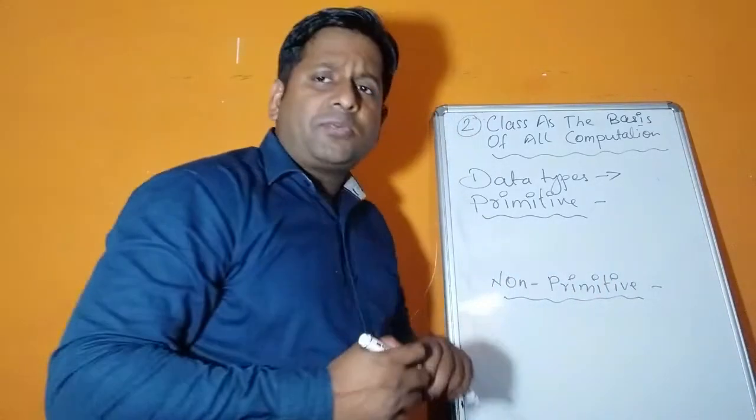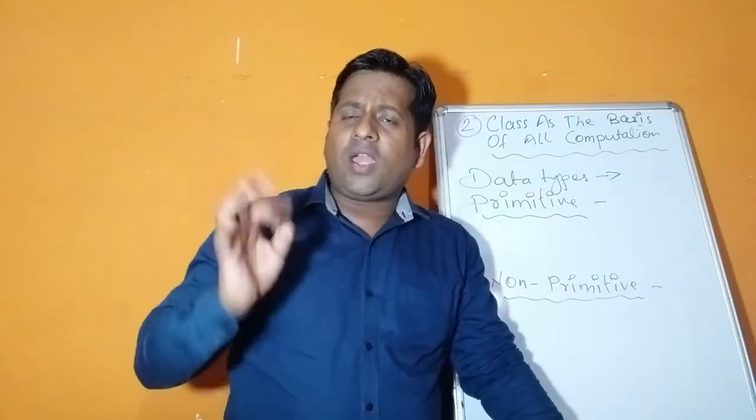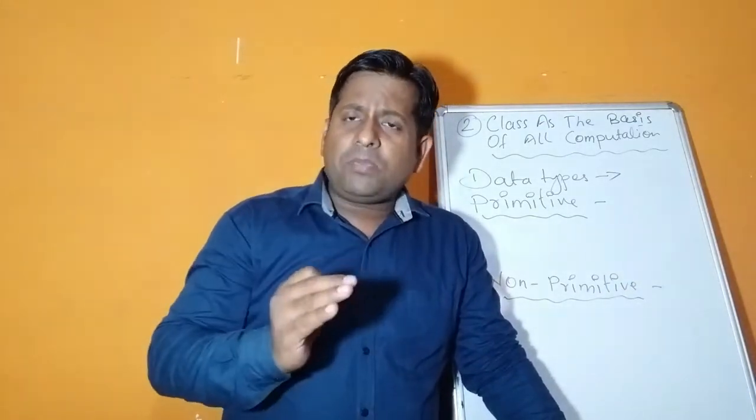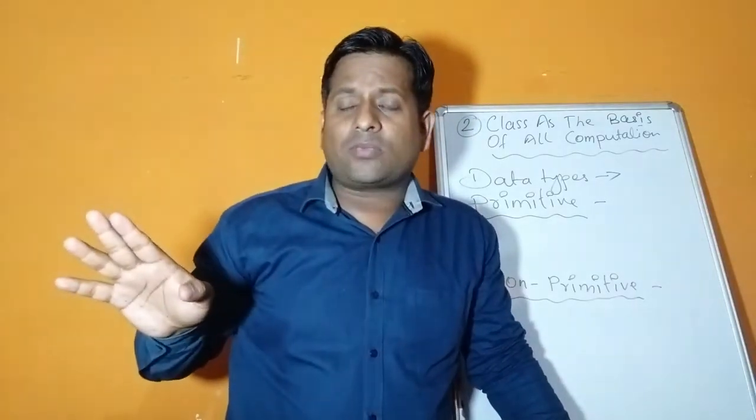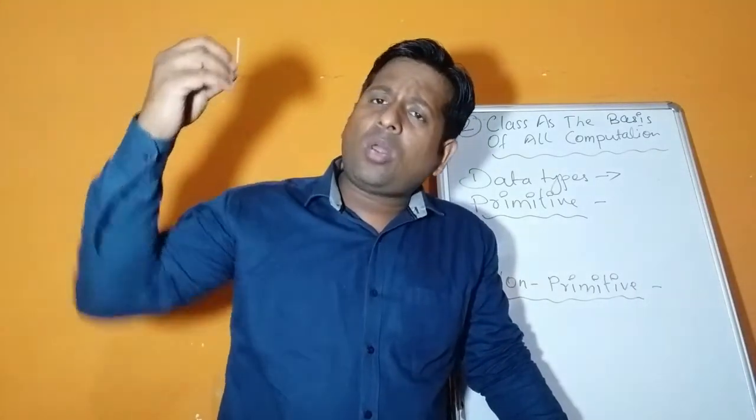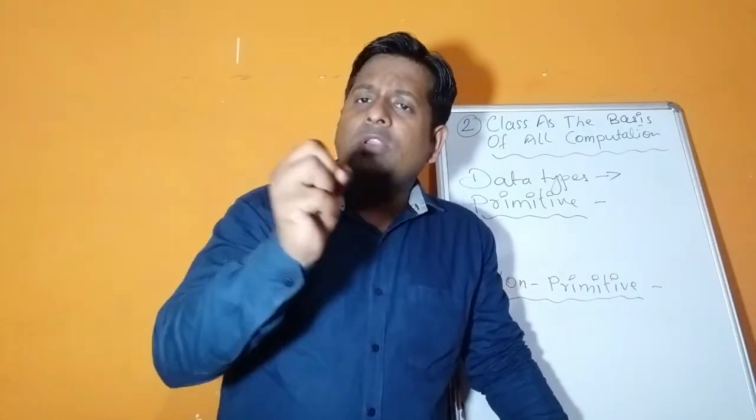So children, how many types of data type we have? Two types, primitive and non-primitive. Primitive means already made, predefined. We are not creating that sort of data types. They are already defined in Java. Simply we need to use.